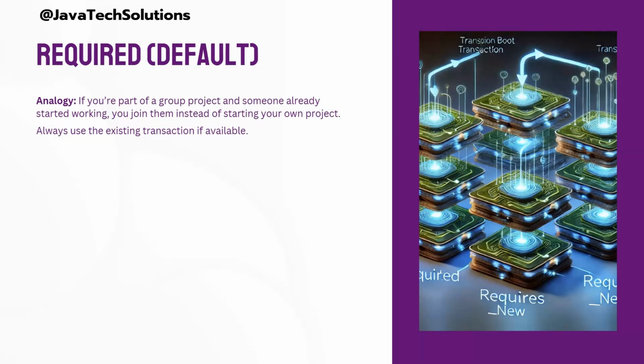Let's say you are part of a project and someone is already working on that particular project, right? In the middle of it, you join them instead of starting your own project, right? A similar kind of thing is done for this required. It always uses the existing transaction if it is available. If not, then it will create a new one. So here, if the transaction is already active, the method will join and run within that transaction. So this is the main thing.